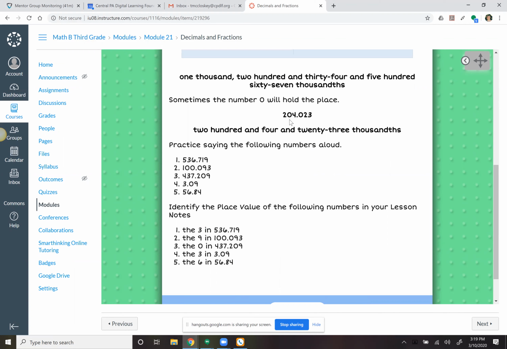So to say this number, we say 204. 204. Then the decimal, what word's that? And. 204 and 23,000. Good. 204 and 23 thousandths. Good. So now let's say this number.